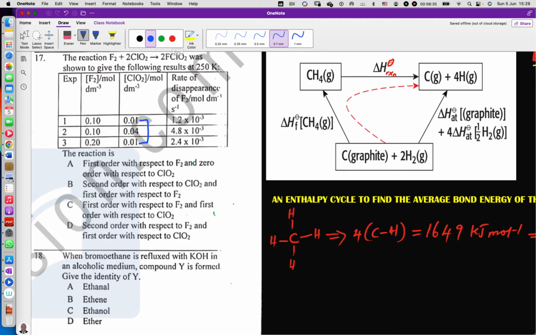Here, I have to keep fluorine constant, so I am going to use only this. I'm keeping this constant and using only the corresponding ones on the right. So 0.04 divided by 0.01 is equal to 4.8 times 10 to the minus 3 divided by 1.2 times 10 to the minus 3. Come here, you will see the same thing.